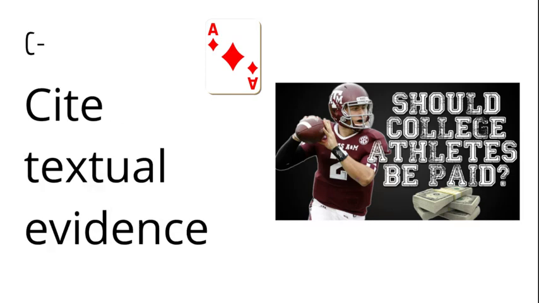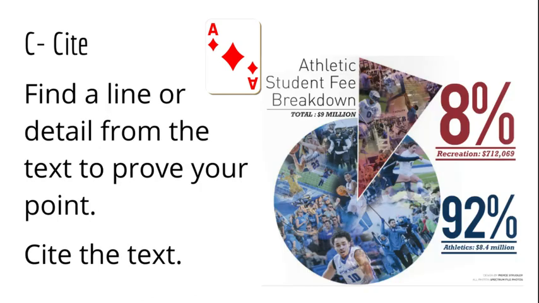Now it's time for C, cite textual evidence. Remember, just like a lawyer, you've got to give some evidence to back up your answer. Nobody's going to believe you just because you said it. You have to give evidence to prove it. Then C, you find a line or detail from the text to prove your point. You cite the text. This is your evidence.